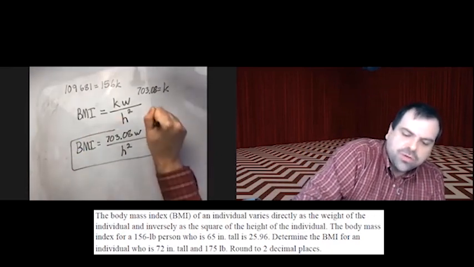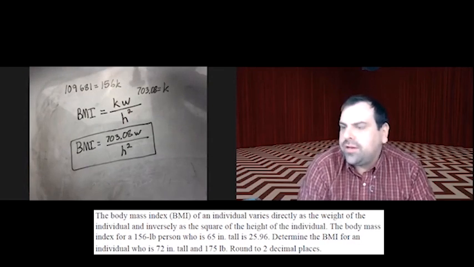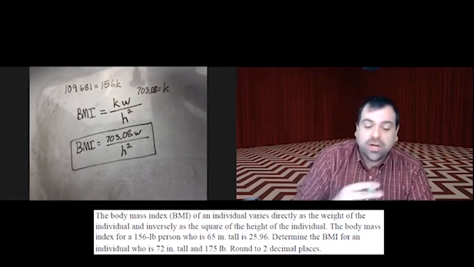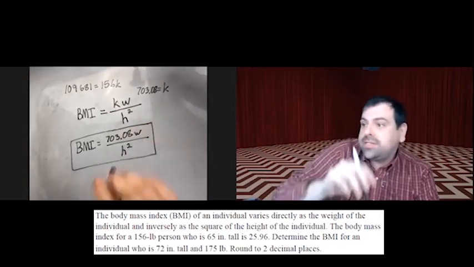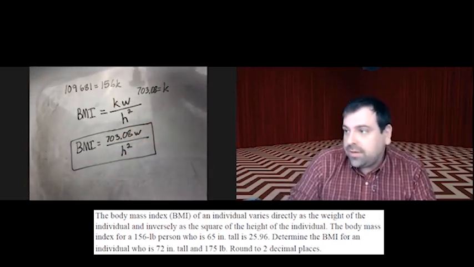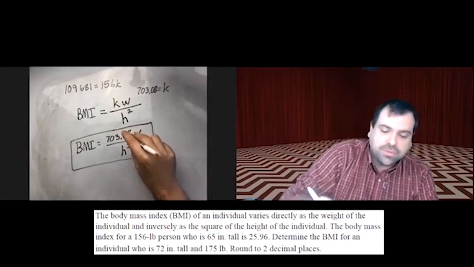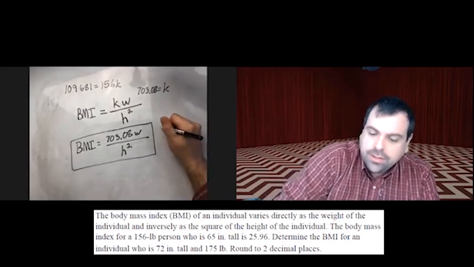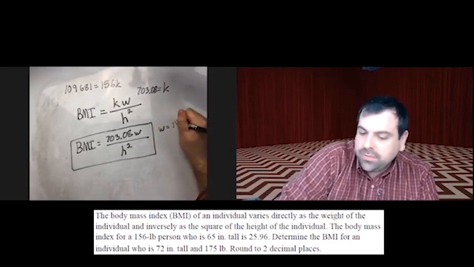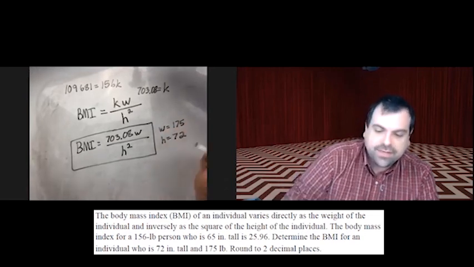This is now the equation we're going to use to determine the BMI for an individual who is 72 inches tall, that's the height, and 175 pounds, that's the weight. Remember, we're going to round our answer to 2 decimal places. That's why I did 2 decimal places here. So W is 175. Height is 72.